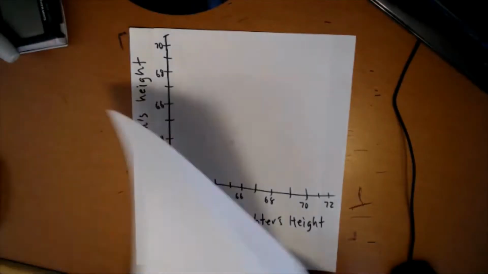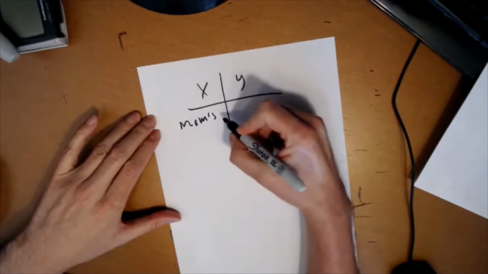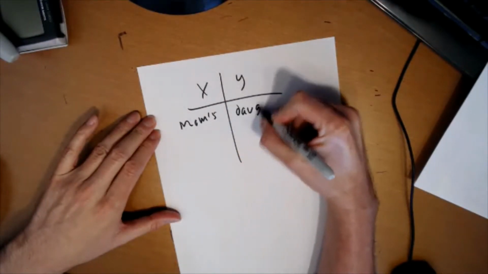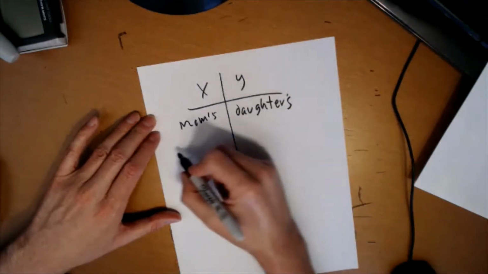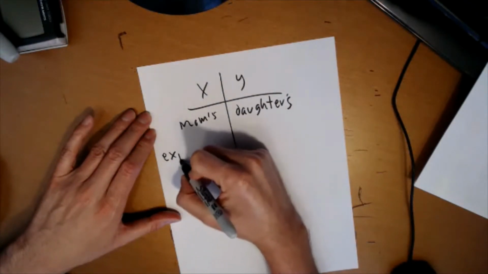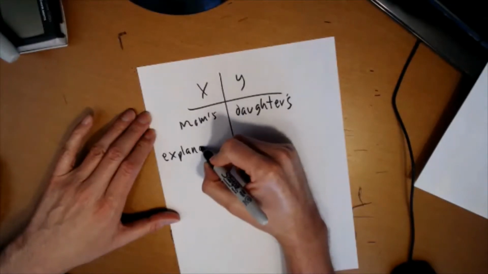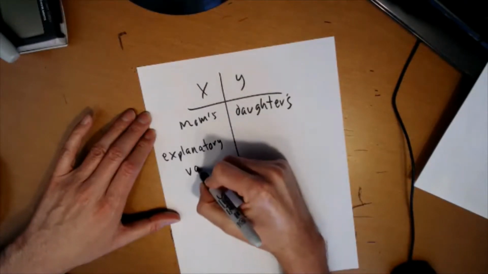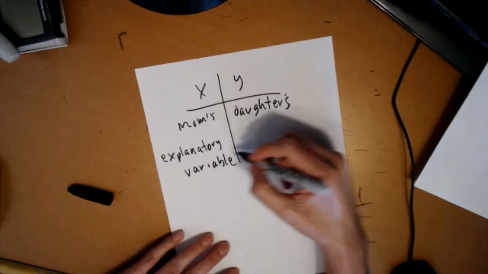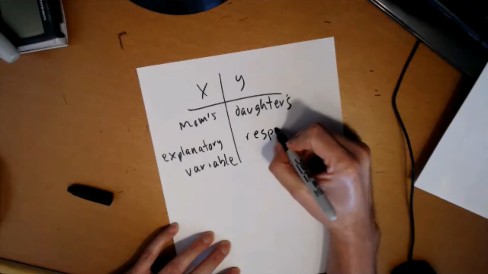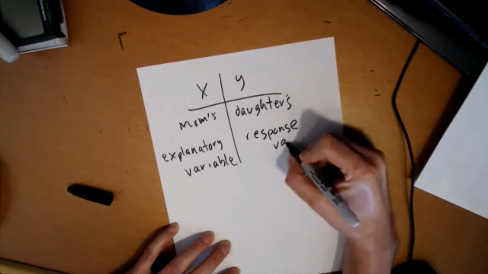The y variable is daughter's height. So let's see, we have the x and the y. This is mom's height. This is daughter's height. Okay. Now the x is sometimes called the explanatory variable. And so if that's the explanatory variable, this would be the response variable.